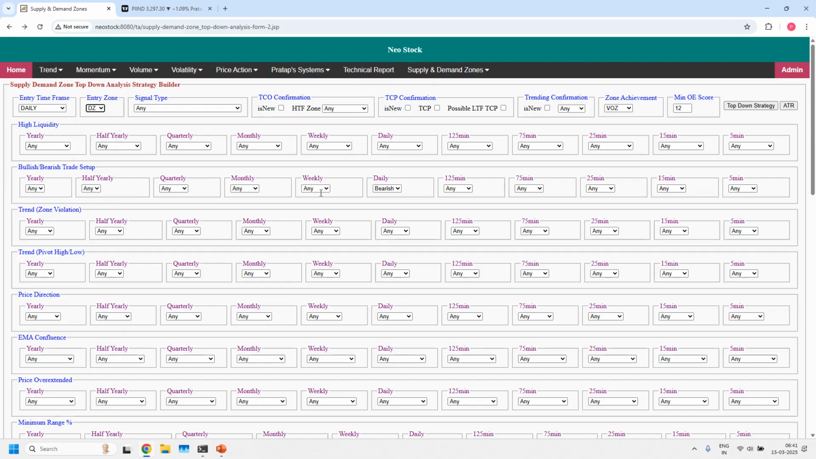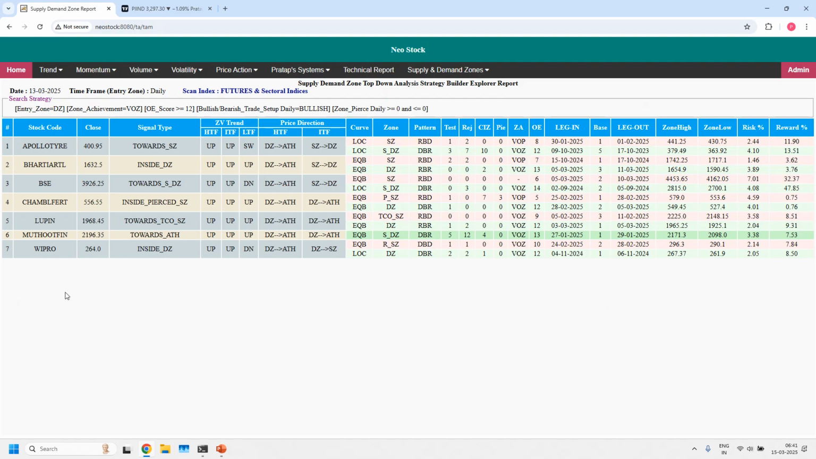So I'm selecting demand zone. Here I'm selecting the zone as bullish, sorry, bullish, not bearish. We got 7 stocks. Okay, from these 7 stocks, how many of these zones have HTF confluence? HTF means weekly, and your LTF is daily. So the daily zone should overlap with weekly. If they overlap, what is the advantage? The daily zone is as powerful as a weekly zone because it is inside the weekly zone.